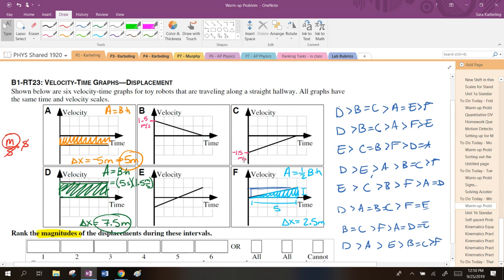So for example, if you and I stood up here and I acted out B and you acted out C, right? We're going to do the same motion, except you're going to go backwards. So I'm going to go fast and then I'm going to slow down.